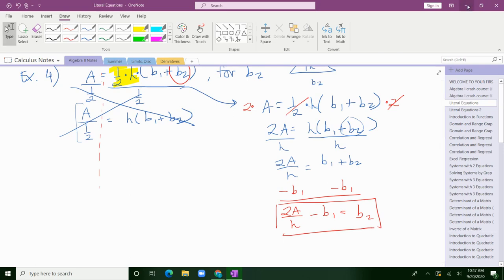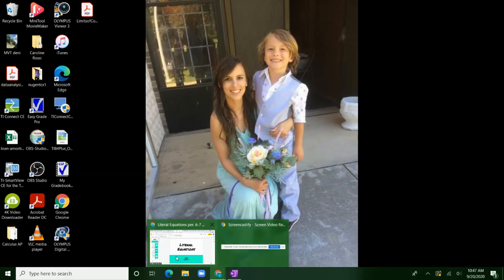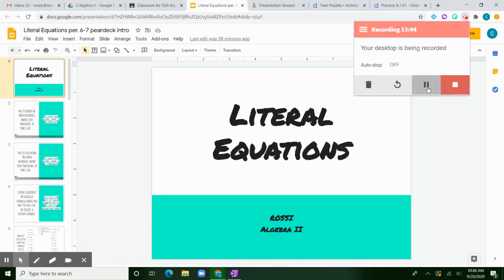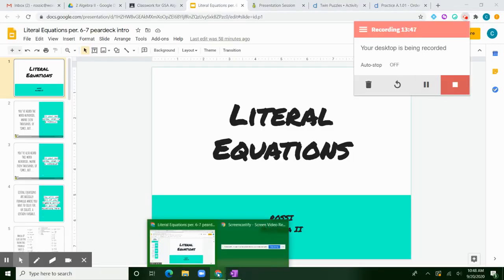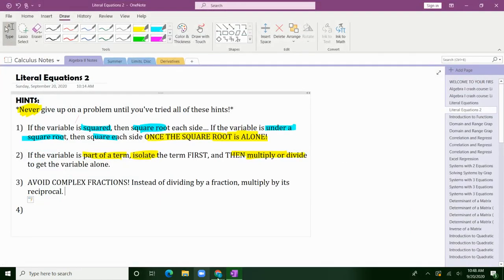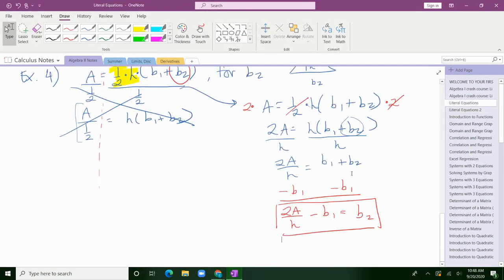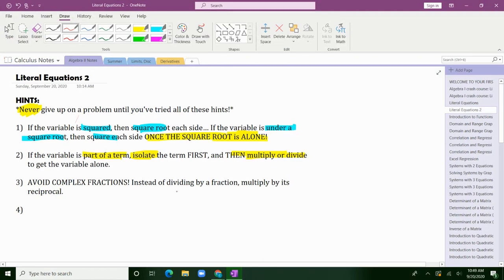All right, so I have another hint for that one, which you can write down with me in just a second. Okay, so the hint I have for you here is avoid complex fractions. Now, a complex fraction is exactly what we had right here. A complex fraction is a fraction inside a fraction. We generally don't want complex fractions, so you're going to want to avoid complex fractions by multiplying by the reciprocal. Now, it's not always possible to avoid a complex fraction, and the next example will show us that sometimes you do have to have a complex fraction, and sometimes that's okay.